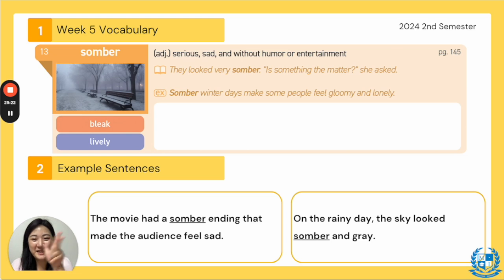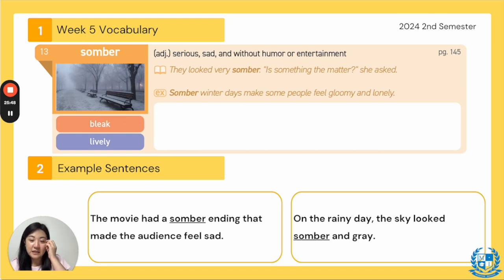1, 2, 3. Somber winter days make some people feel gloomy and lonely. That's very true. Some people feel a bit sad on the days when it's rainy and gloomy and cloudy. Or, as the sentence says, when it's snowy and gloomy. But then also feel really happy when it's summer.